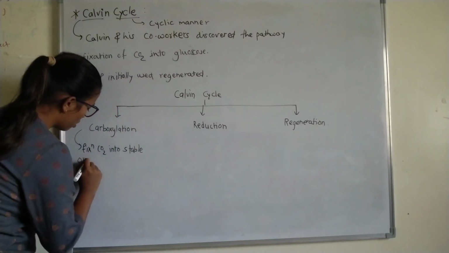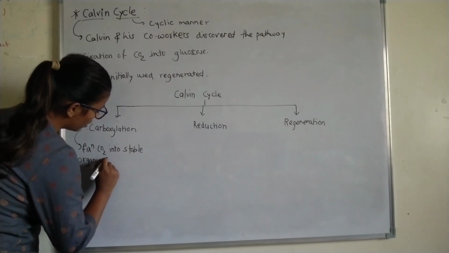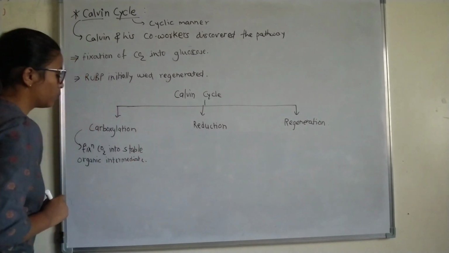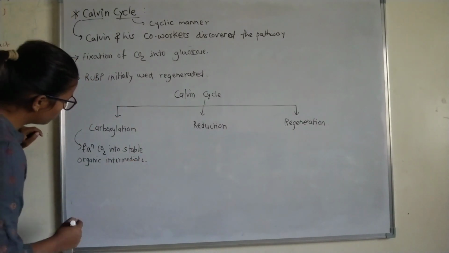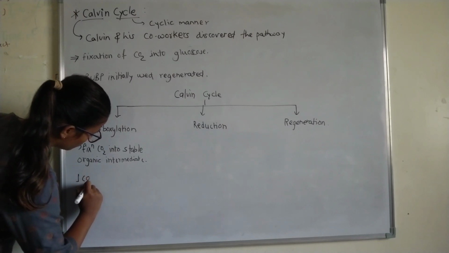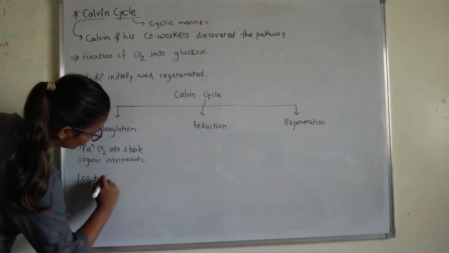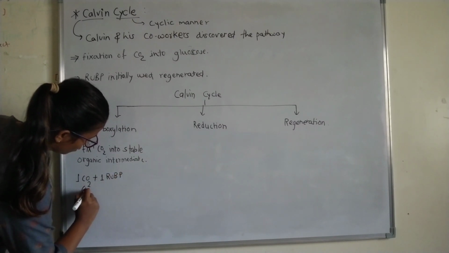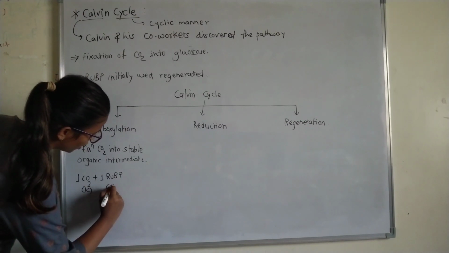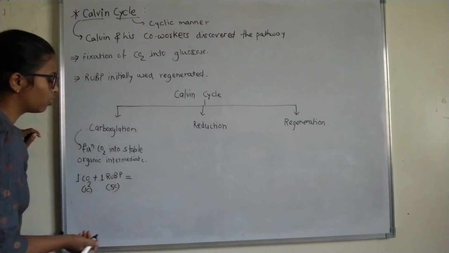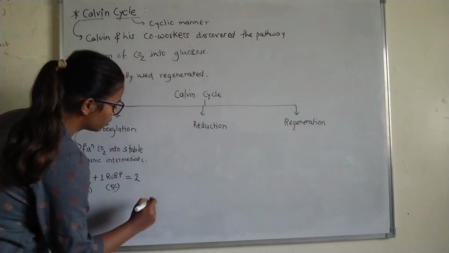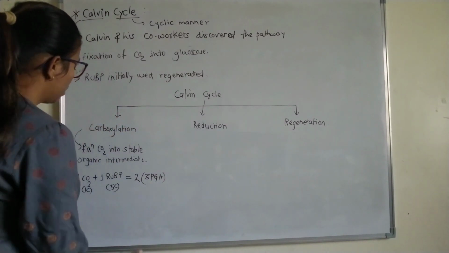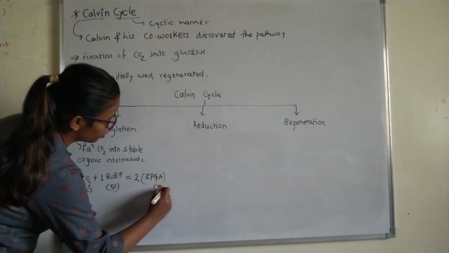So one CO2 is combined with one RuBP. CO2 is a one carbon compound, RuBP is a 5 carbon compound. There is a formation of two molecules of 3-PGA, 3-phosphoglycerate, which is a 3 carbon compound.